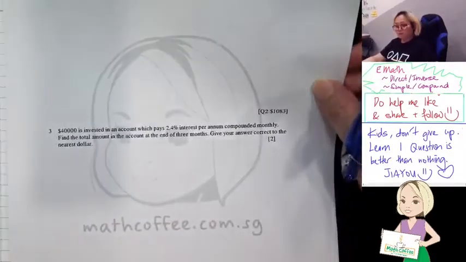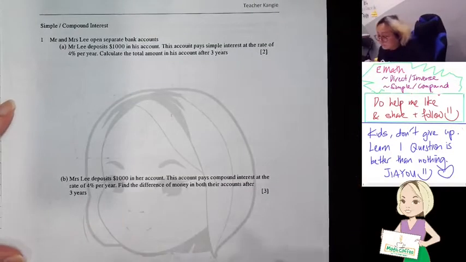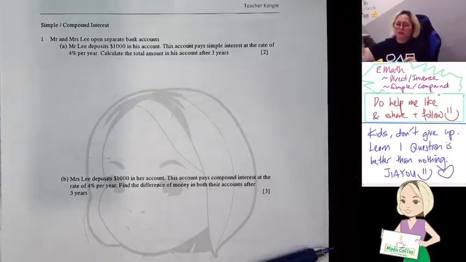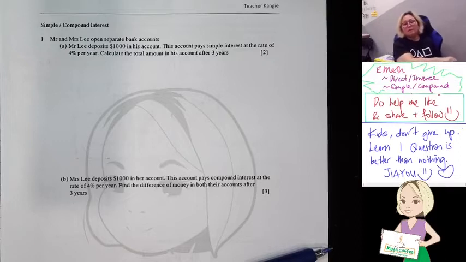Okay, let's move on to simple and compound interest. How many people are waiting for simple and compound interest? Simple interest: I equals PRT over 100, and after that, compound. For compound, we have to know whether it is compounded yearly, monthly, quarterly, or half yearly.